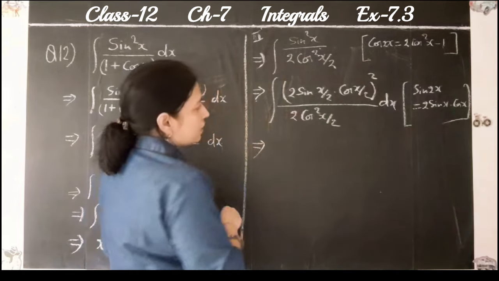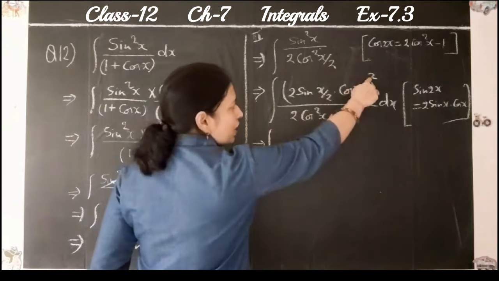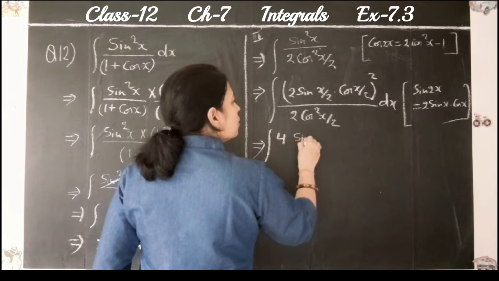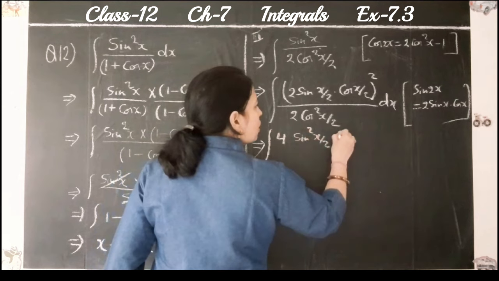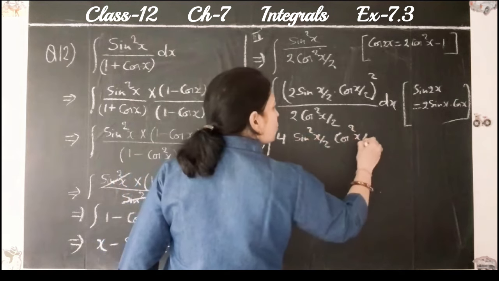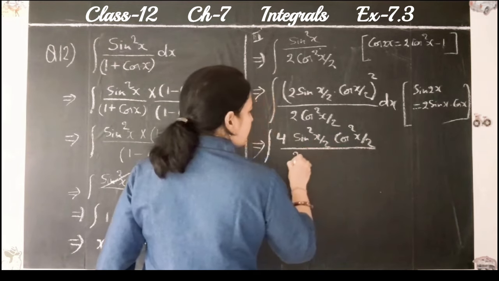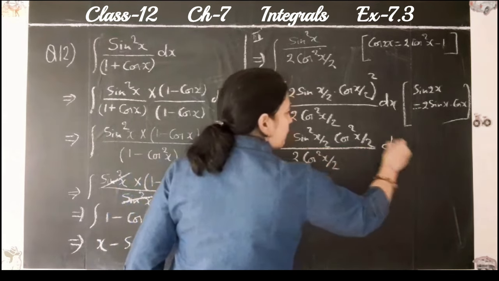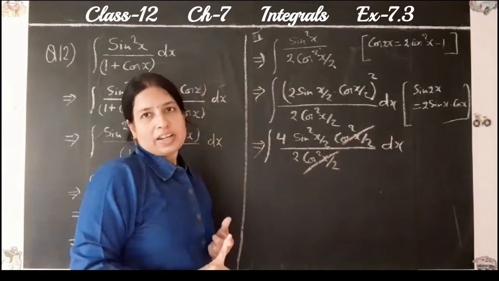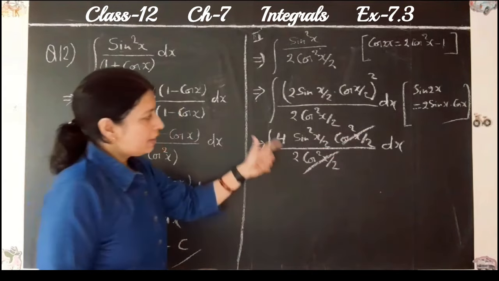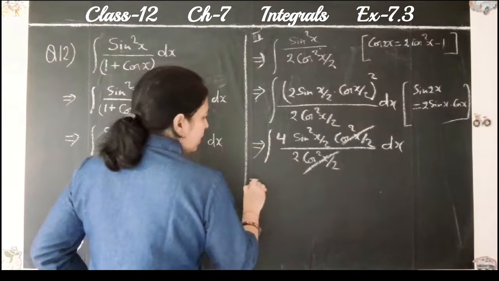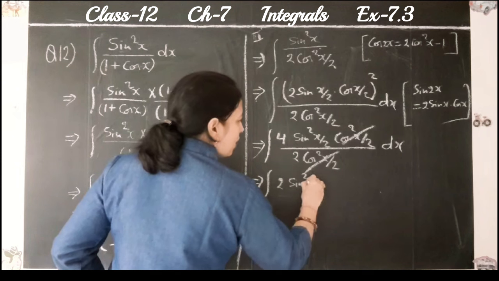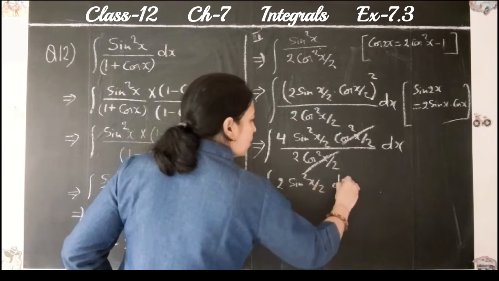So now we can write the square of this. Square of 2 will be 4 sin square x by 2 into cos square x by 2 divided by 2 cos square x by 2, and write dx. This cos square x by 2 and cos square x by 2 will cut. Then divide 4 by 2, so it will be 2 sin square x by 2 dx.